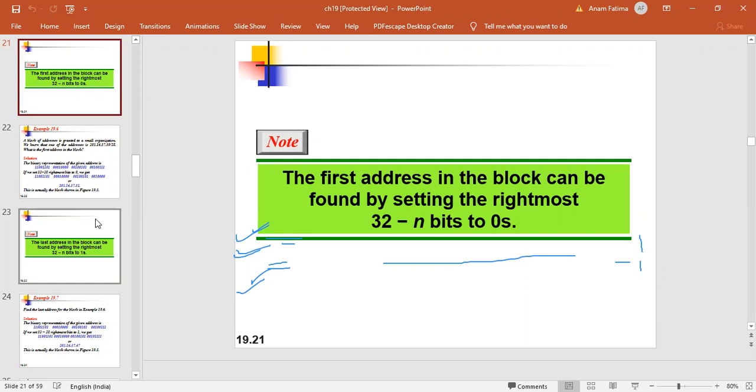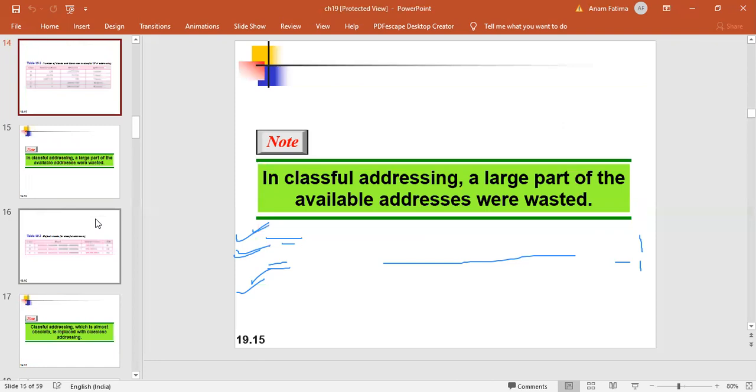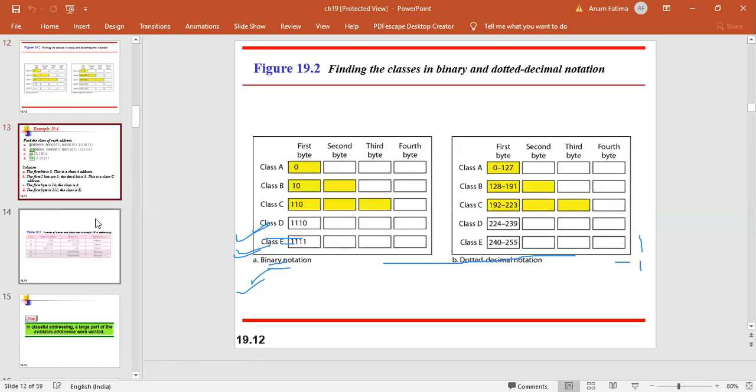In the class A case. Class B, what was it? It was 16 bits for net ID and 16 bits for host ID. So it was leading to wastage of addresses, because it was fixed, whereas here we are deciding how many bits we are going to keep for the host and the net ID part. So to avoid this wastage of addresses, we started moving towards classless addressing.